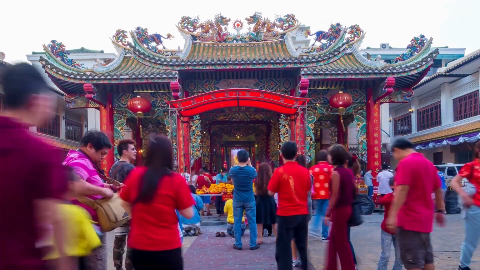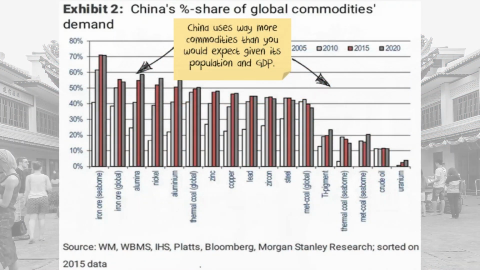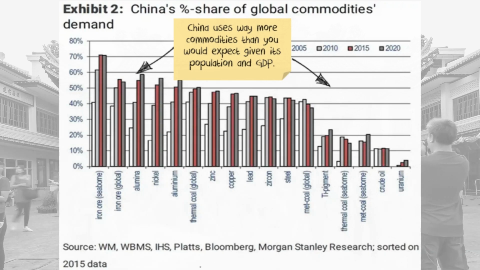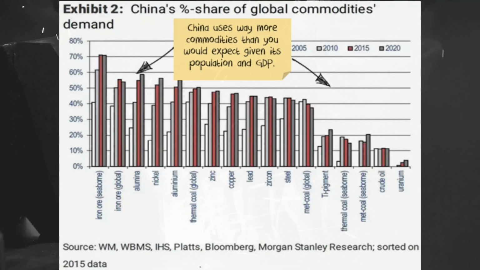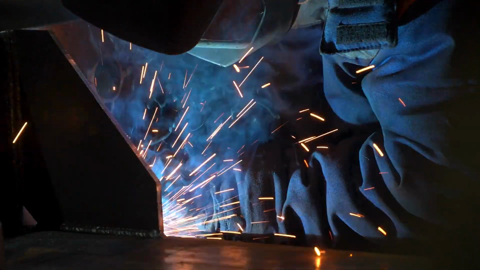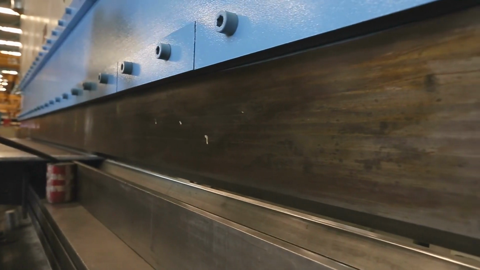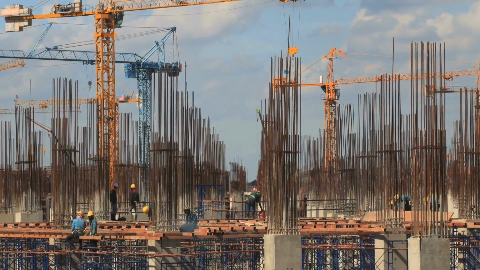So the Chinese GDP is sort of less than 20% of the world GDP, more like about 15% of the world GDP, but they use say over 70% of seaborne iron ore, which is basically iron ore that's being exported. They use well over 50% of a whole bunch of different commodities, whether it's alumina, nickel, aluminium. You just go through the whole list. China uses a much bigger proportion than you'd expect, given their population and their GDP.